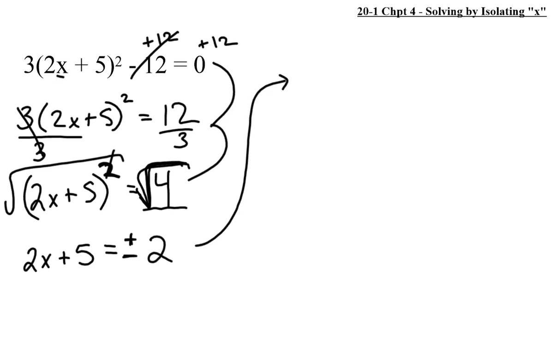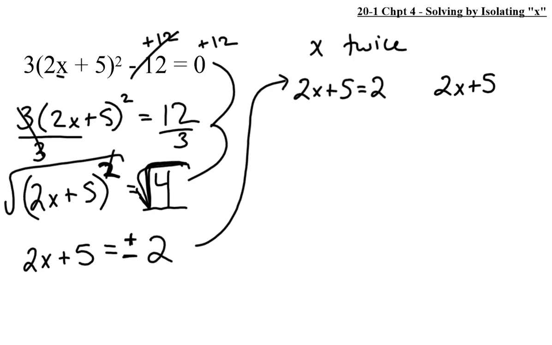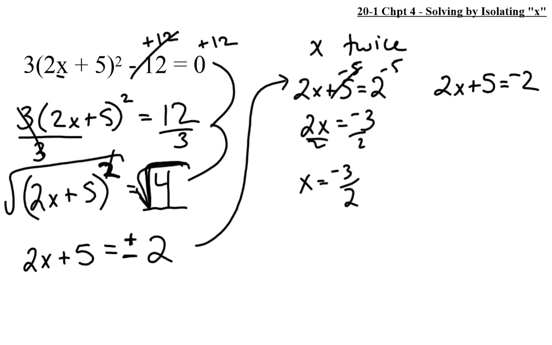So that means we have to solve x twice. Because we now have 2x plus 5 can equal 2, but also 2x plus 5 can equal negative 2. And that's going to give us a different x in each case. Subtract 5 and divide by 2. One possibility is x equals negative 3/2.